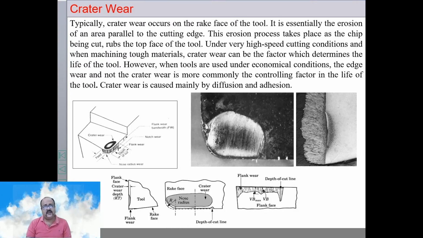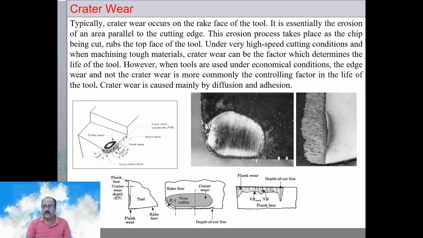So first we'll discuss crater wear. Crater wear is not a major wear. Normally the tool does not fail by crater wear, but if crater wear takes place, it can result in a catastrophic failure. Now what is this crater wear? It basically forms a crater on the tool face, or rake face. This happens under high cutting speed and when cutting tough material. What are the wear mechanisms that lead to this? It is mainly caused by diffusion and adhesion.